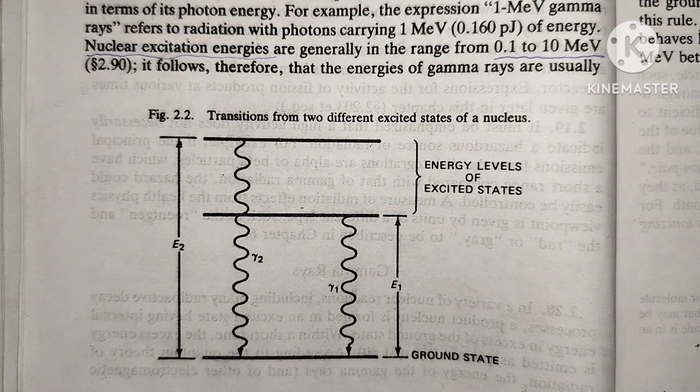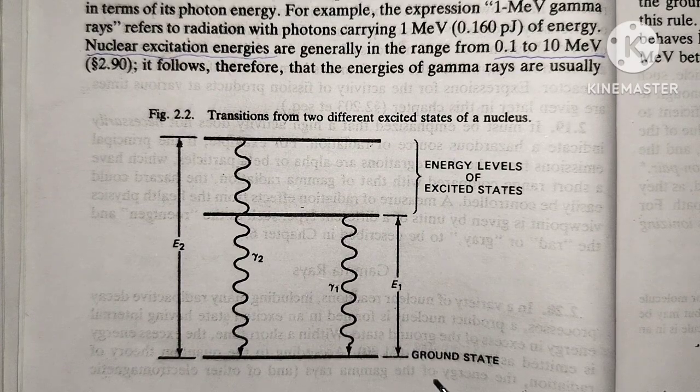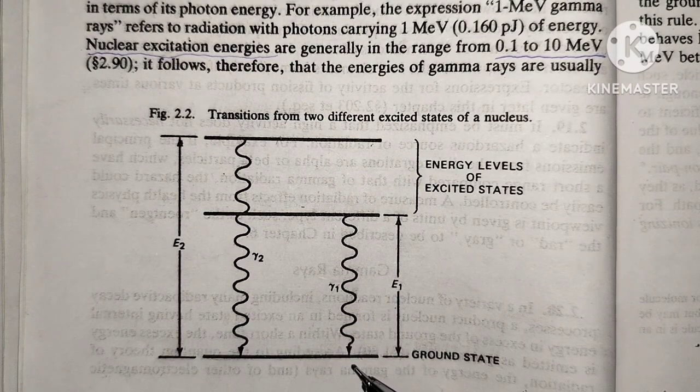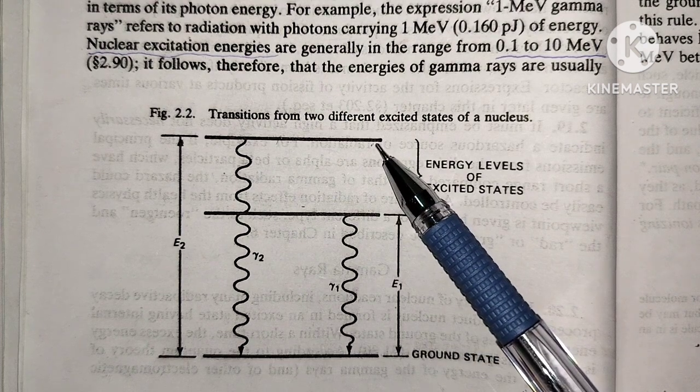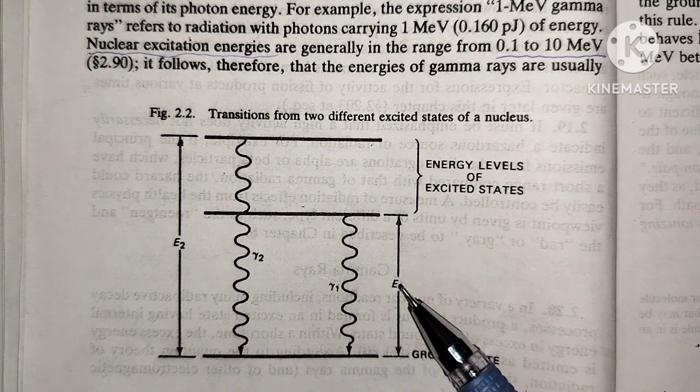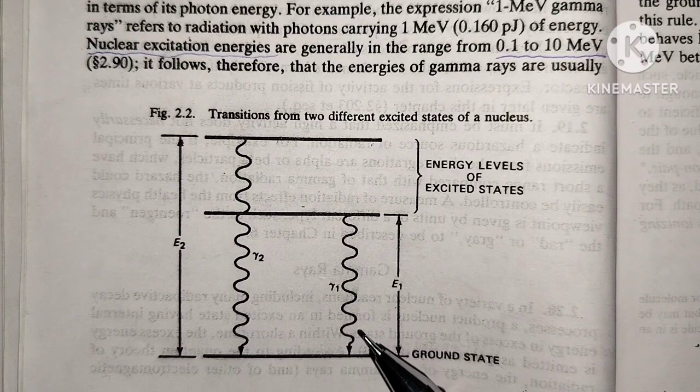The nuclear excitation energies are generally in the range of 0.1 MeV to 10 MeV. You see the figure, this is the ground state. This is first excited state. This is second excited state. Inside the nucleus, the nucleons are in excited state, like proton or neutron. They will come to ground state and they will release energy of the order of mega electron volt.